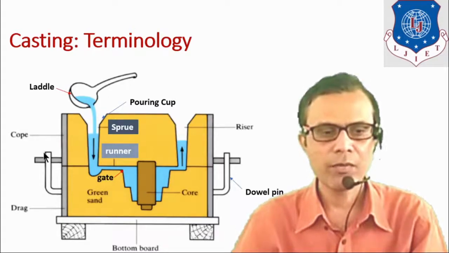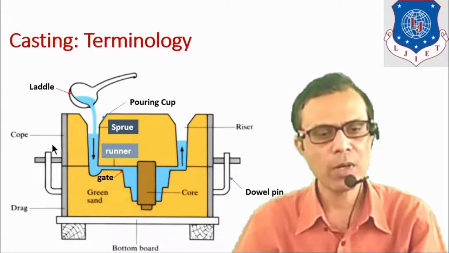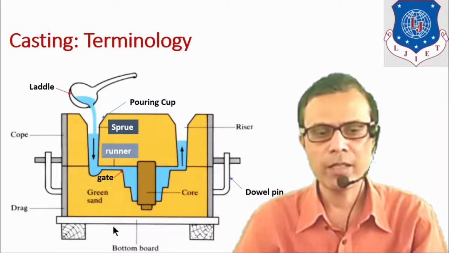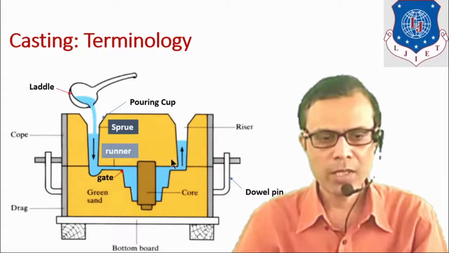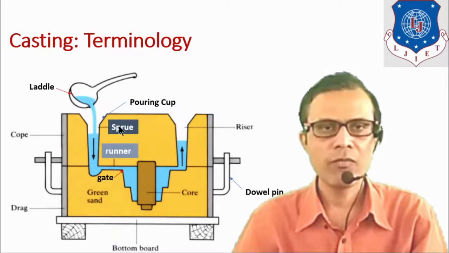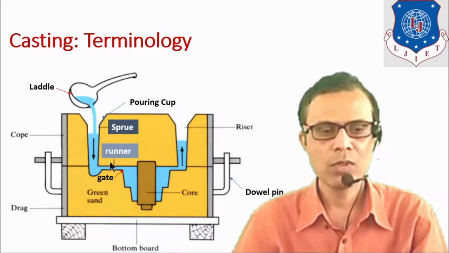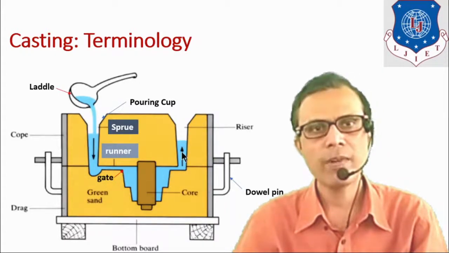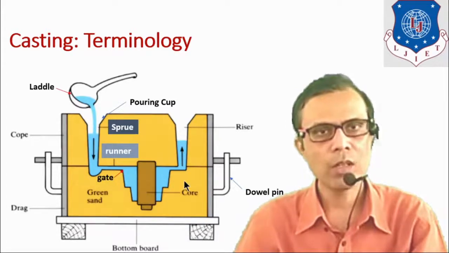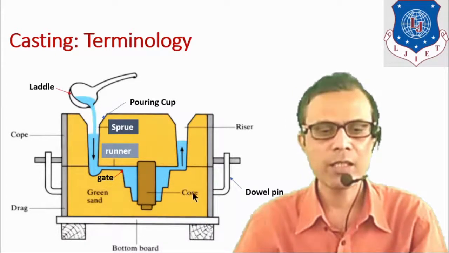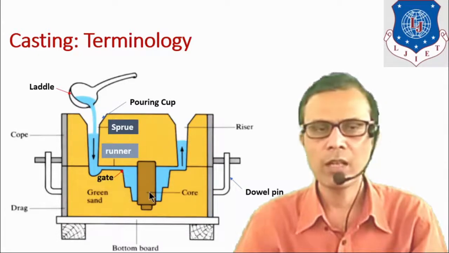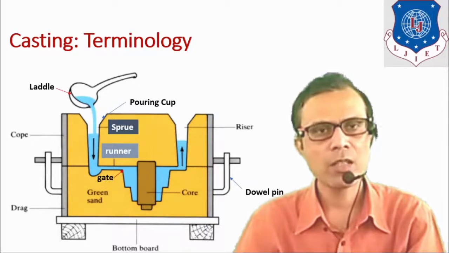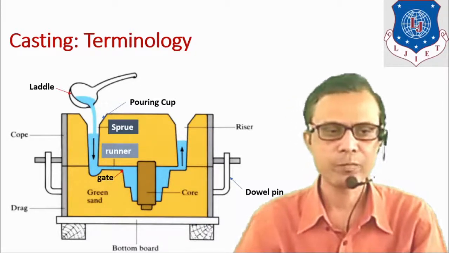Molding flask, which is made up from two parts, that is upper part is cope, lower part is drag, and it has a bottom board. This whole system is a gating system which contains sprue, runner, gate and riser, and if any casting has a hole like a hollow feature, then it is also necessary to use a core. Dowel pins are useful for the perfect alignment of cope and drag.